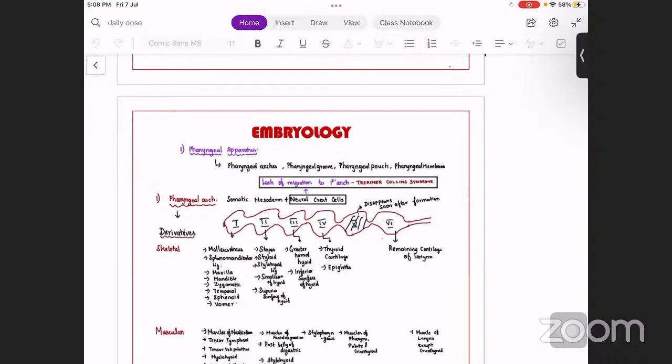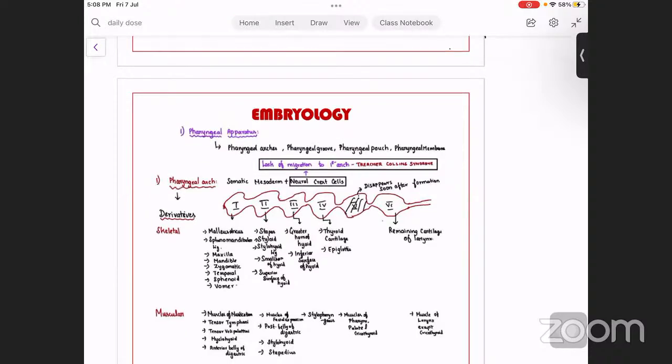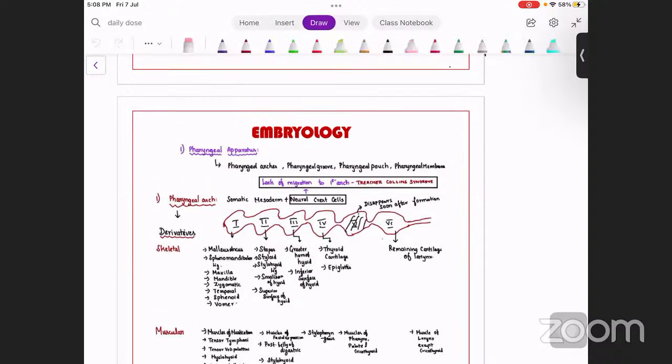Speaking about the embryology, the very first thing is the pharyngeal apparatus, which is considered to be one of the very, very high yield areas for FMGE. Pharyngeal apparatus consists of pharyngeal arches, pharyngeal groove, pharyngeal pouch, and pharyngeal membrane. Now we are going to first talk about the pharyngeal arch.